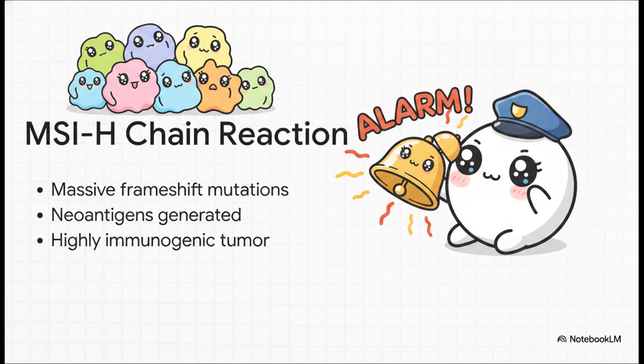The sheer volume of DNA typos we've been talking about creates a high load of really strange, weird-looking proteins called neoantigens. Because these proteins look so incredibly foreign, the tumor becomes highly immunogenic. The immune system's alarm bells are just ringing off the hook because it clearly sees this tissue does not belong.